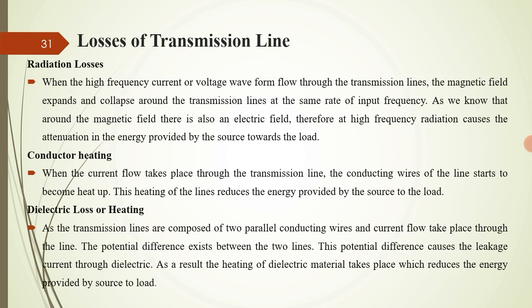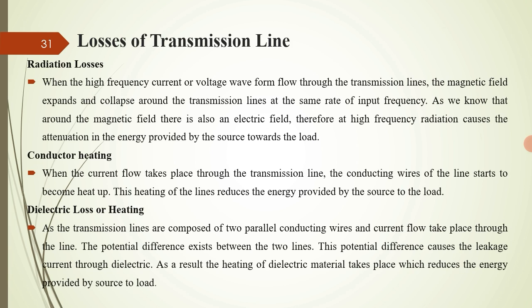Right? There are a few losses involved in transmission lines: radiation loss, conductor loss and dielectric losses. These three losses occur in transmission lines. The first one is the radiation loss. When a high frequency current or voltage waveform flows through a transmission line, the magnetic field expands and collapses around that transmission line at the same rate as the input frequency.